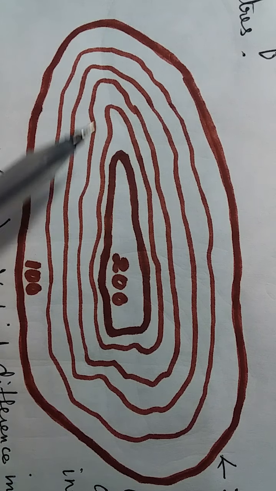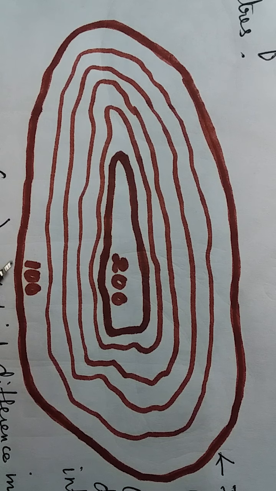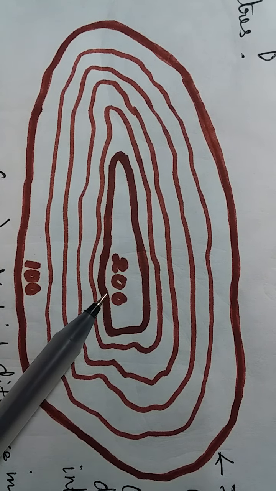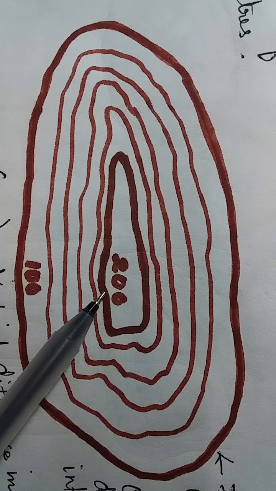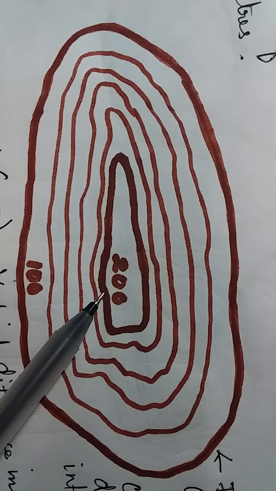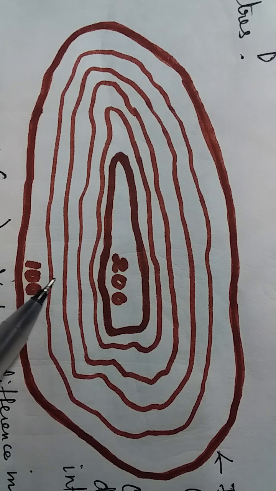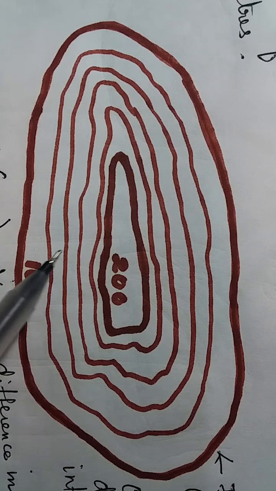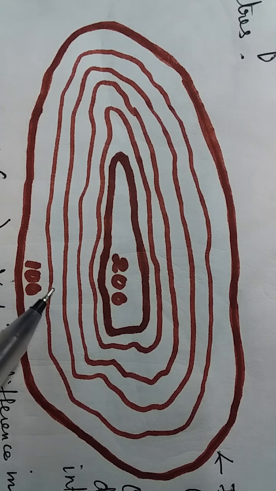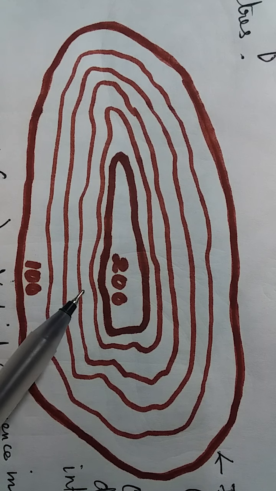Let us take a pattern of contoured lines. You can see that only two lines are numbered. This is the lower contour and this is the higher contour, 200. All lines are not numbered, because if we number all the lines where you have too many contour lines, it becomes congested and therefore we will not be able to show any other features.